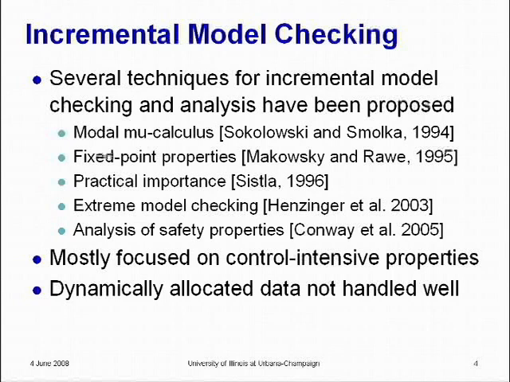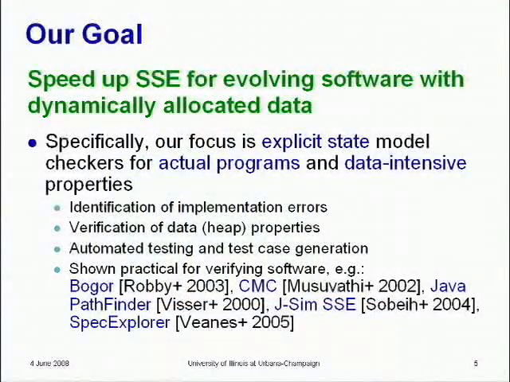But all these previous techniques mostly focused on control-intensive properties. What I mean by that is the kind of examples we saw in Tevfik's talk: if you have state machines and you want to check that your code goes through these states in a proper way. These techniques did not handle complex data well. So what we wanted to do in this work was to specifically focus on such data. Our goal was to speed up the state space exploration for evolving software that has dynamically allocated data.